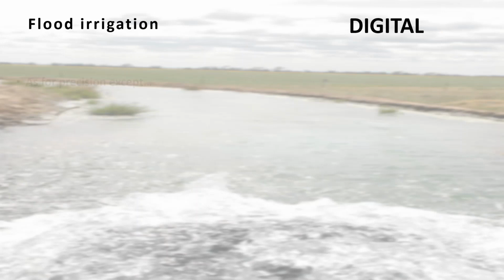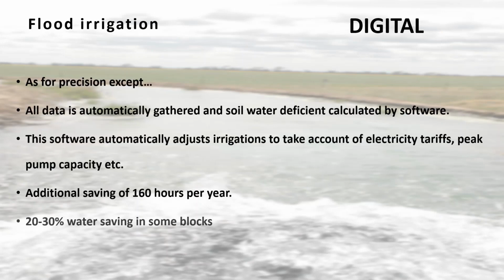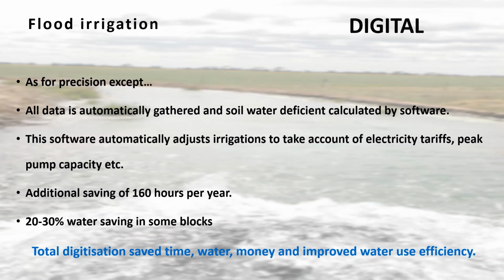In this example, the evolution to a fully digital irrigation process used all the infrastructure required for precision, but an element of artificial intelligence is added. In the precision process, the soil water deficit value was produced manually. In the digital process, it's calculated by the software, which has the ability to automatically gather soil moisture and weather data from the sensors, as well as forecast weather data and crop information from other models.